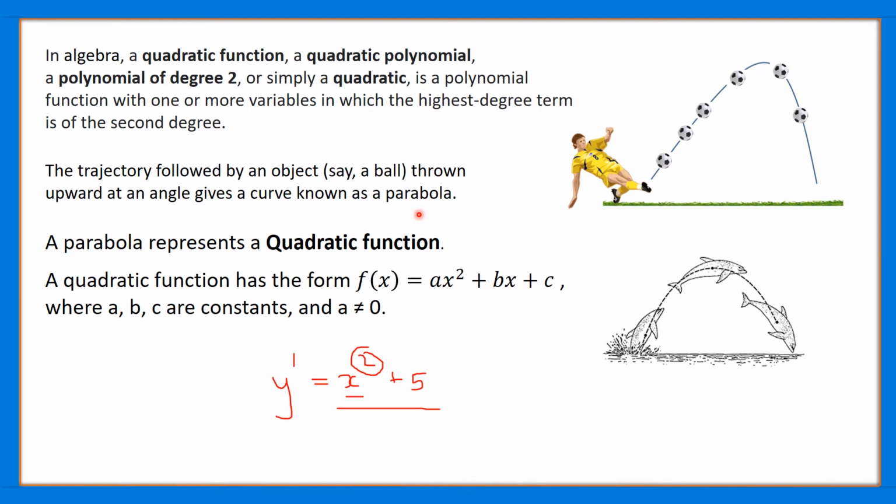Similarly, when we take a quadratic equation, its general form is nothing but f(x) = ax² + bx + c, where the coefficients a, b, c are all constants. What happens if a is equal to 0? If a is equal to 0, then the quadratic function f(x) = ax² + bx + c will reduce to f(x) = bx + c, which is nothing but a linear function. And therefore, the coefficient of x² should not be 0.